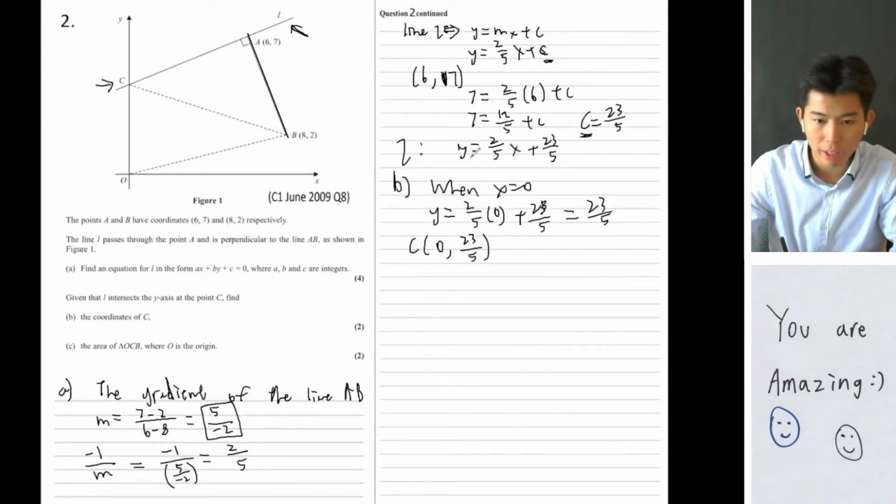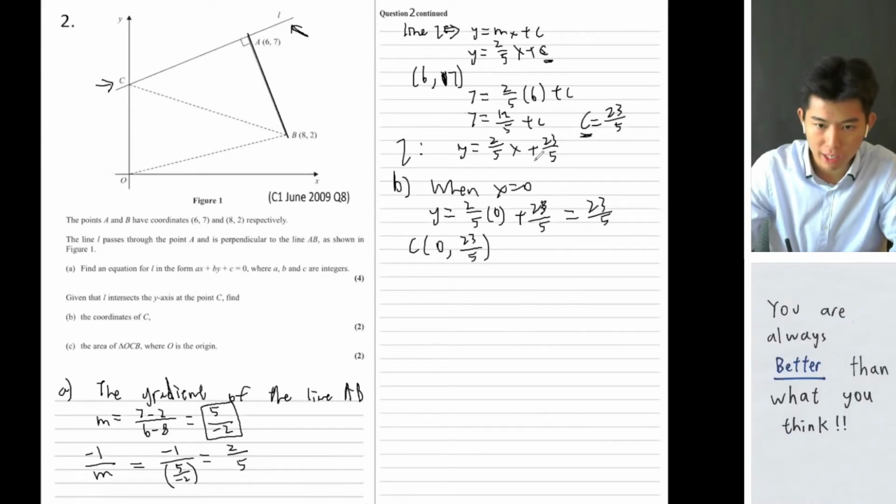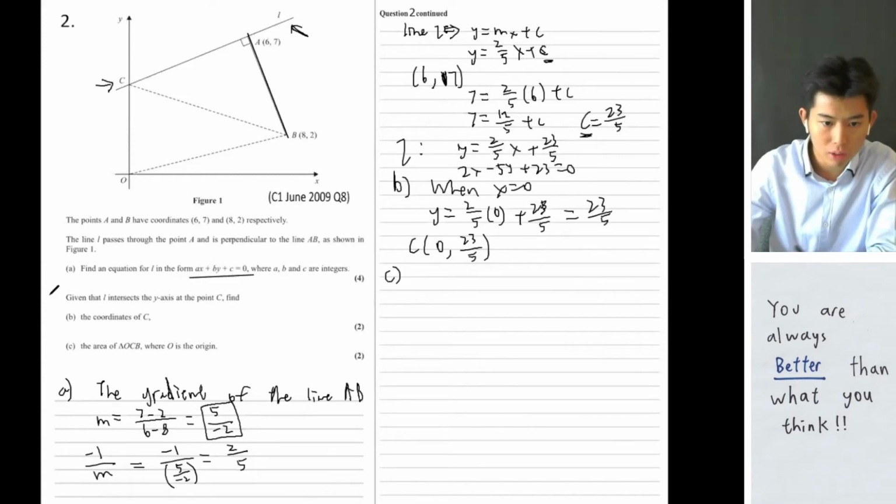Oh wait, by the way, this equation here should be written as 2x minus 5y plus 23 equals 0, because for question A, they want us to write it in the form of this here. Okay, for part C, they want us to find the area of OCB. What is OCB? So O, C and B. Basically, this area here.